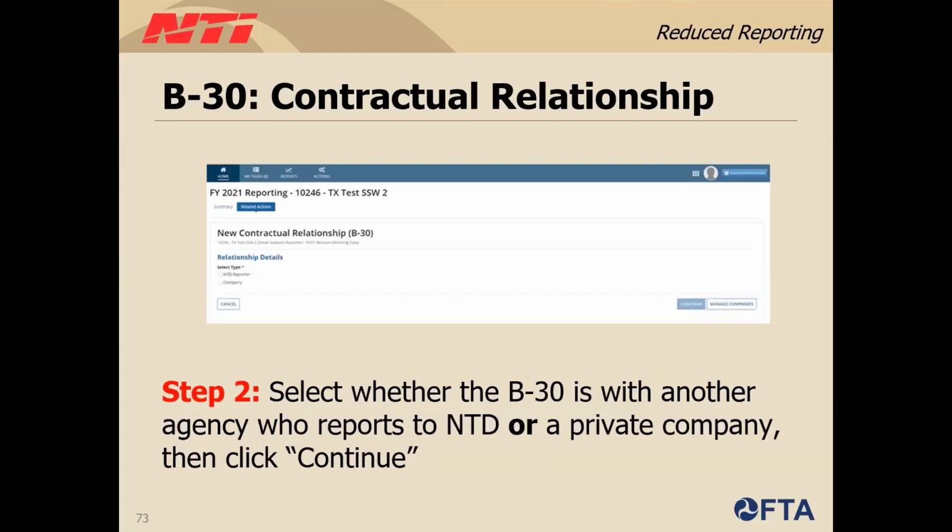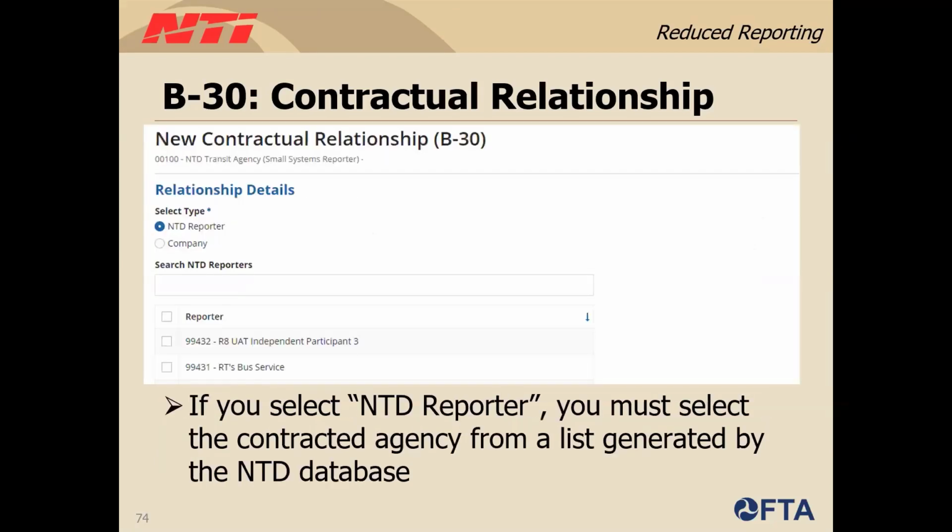Once you have selected Add Contractual Relationships, the first step is to select whether the contractual relationship is with another agency who reports to the NTD or is a private company. Then you'll click Continue. If your B30 is with another NTD reporter, you must select the contracted agency from a list generated by the NTD database. You can also search for the provider in the search bar.